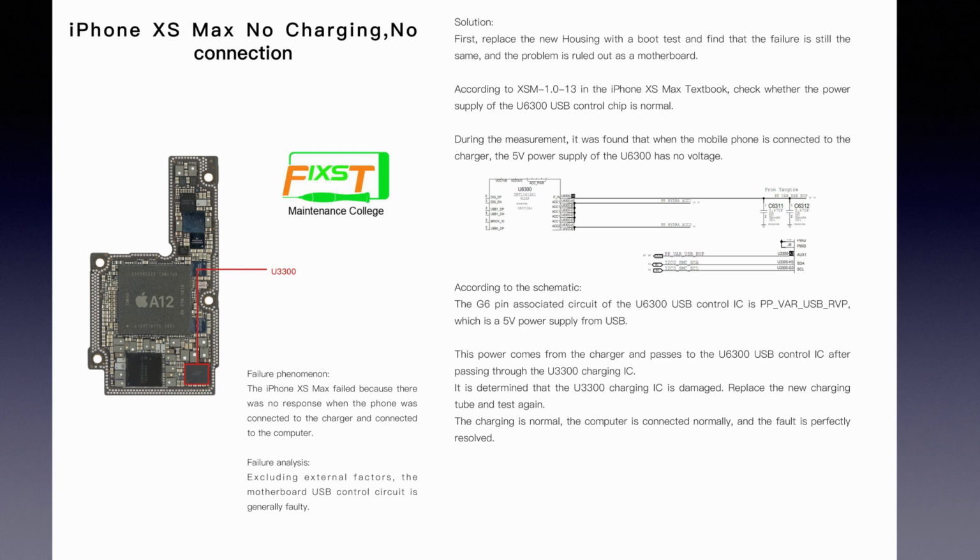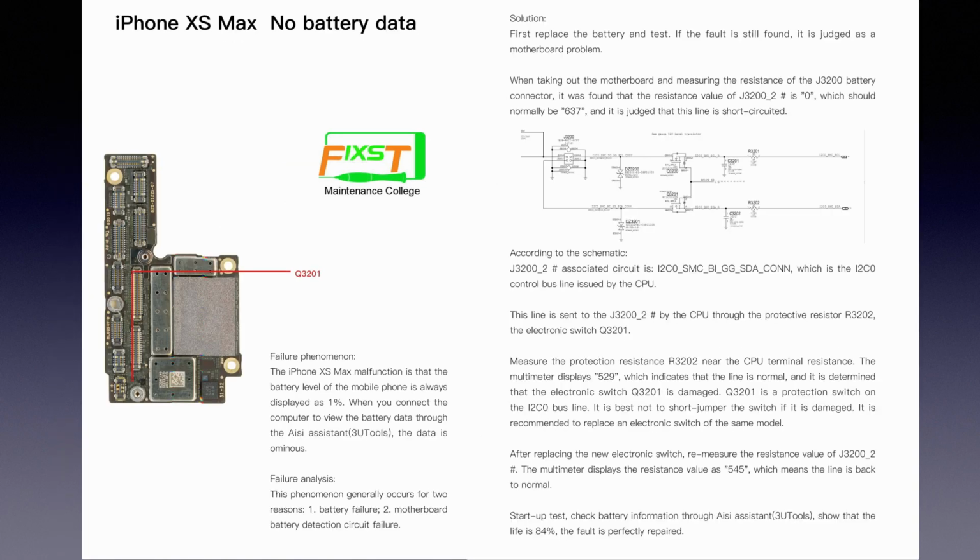This power comes from the charging port and goes to the USB control IC after passing through the U3300 charging IC. It's determined that the charging IC is damaged, so we change a new charging IC and test again. This problem is finished. Okay, this is the next case.